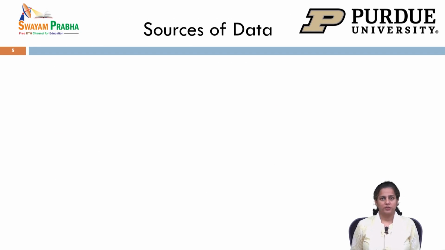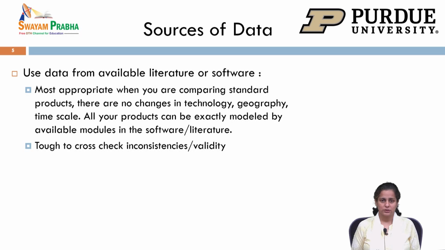What are the sources of data? Most of the time, as an LCA analyst, we can use data that is available from literature or software. It is most appropriate when we are comparing standard products and there are no changes in technology, geography or time scale. All your products can be exactly modeled by available modules in the software or literature, which means that this is mainly an LCA of already existing products for which there is plenty of information available.